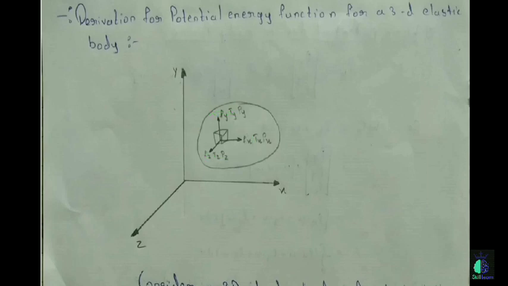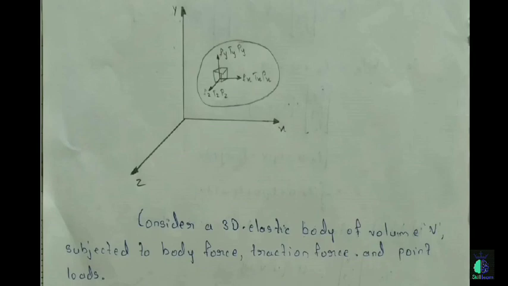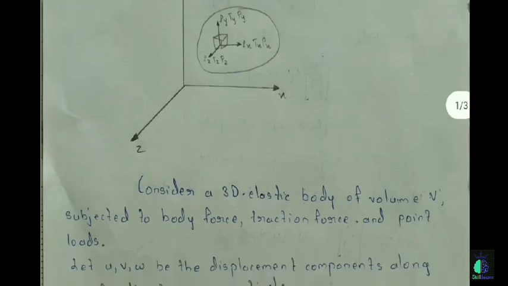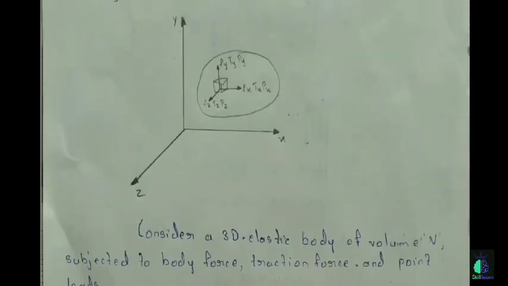Let u, v, w be the displacement in the x, y and z direction respectively, and fx, fy, fz, tx, ty, tz and px, py and pz are the body force, traction force and the point load in x, y and z direction respectively. As you can see in the diagram, here I am indicating fx, fy, fz and px, py, pz and tx, ty, tz, which are the body force, point load and the traction forces.